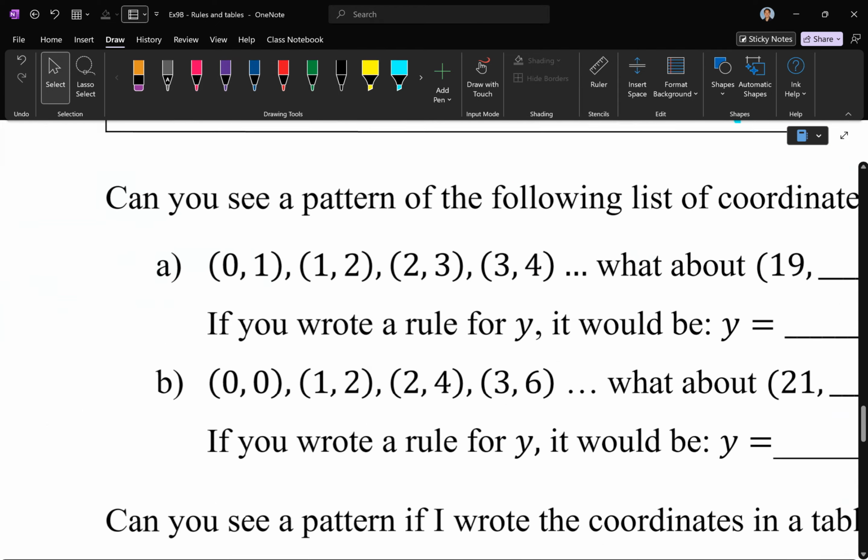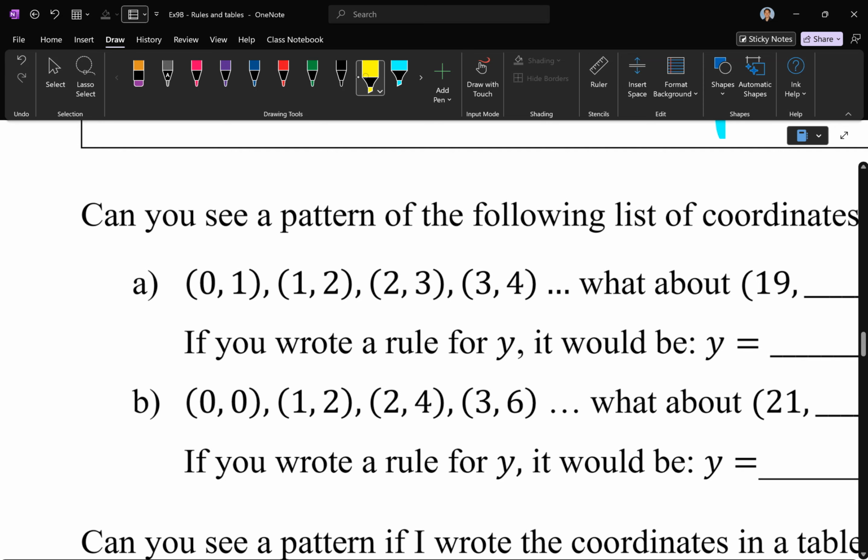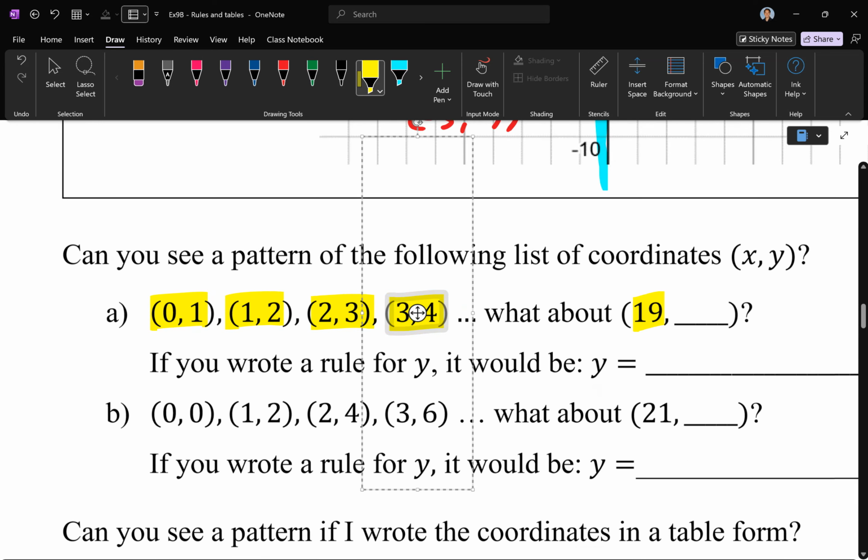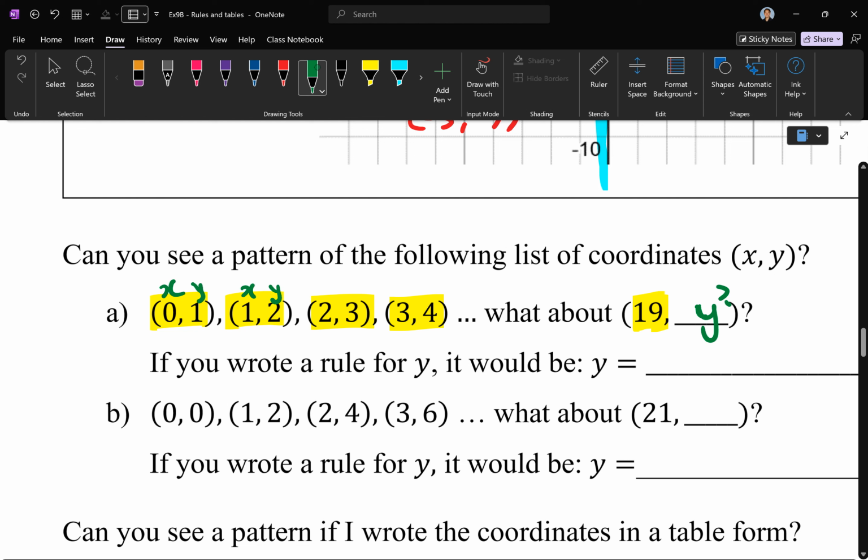Let's look at the first set of coordinates I've got for you. I've got 0, 1, 1, 2, 2, 3, 3, 4. There's a pattern to it. What's the pattern? If I told you this was 19, what should the y coordinate be? Have a think. Look at the pattern. So when x is 0, y is 1. When x is 1, y is 2. When x is 2, y is 3. When x is 3, y is 4. What is the pattern? I just want to know the answer first. What's the answer? 20.